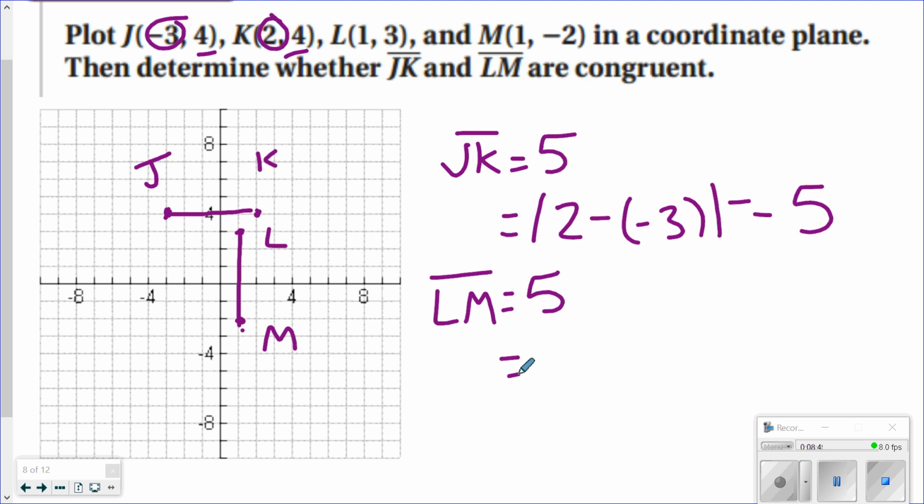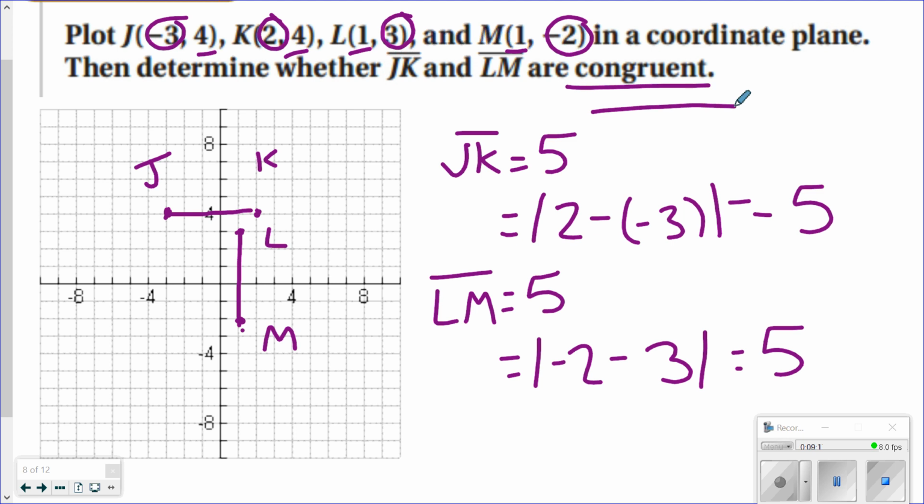Or if I want to look at the coordinates, I notice this time my X's are the same, but my Y's are different. So I'm going to do the absolute value of the difference of my Y coordinates, which is -2 minus 3. And I got that from -2 and a +3. Well, -2 minus 3 is a -5, but we know the absolute value of a negative number becomes a positive number. So are these congruent? The answer is yes. They're congruent because they are the same length, and we know they're the same length because they are equal to each other.